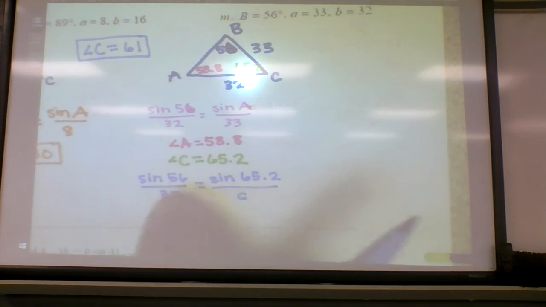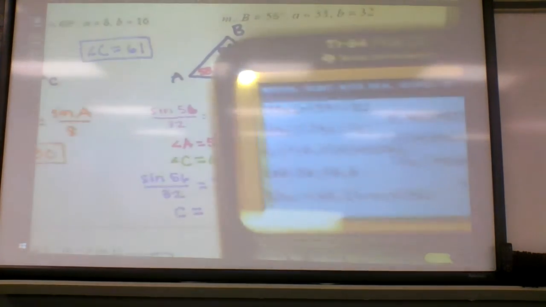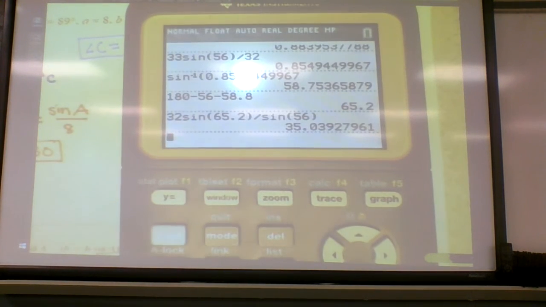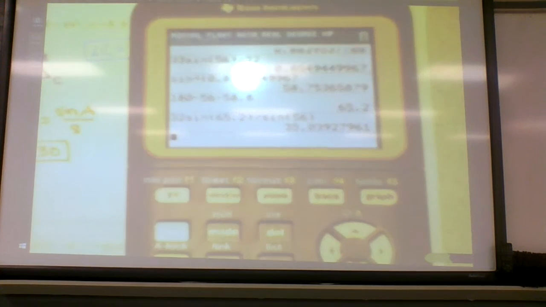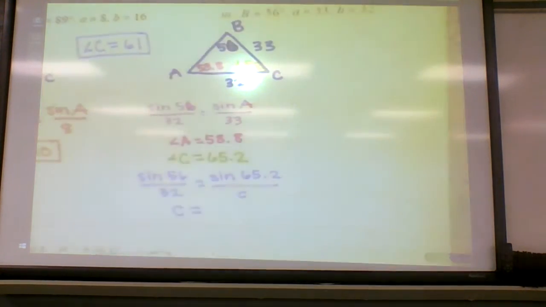So you'll cross multiply, right? 32 times this one, C times that one, so you'll have to divide that over. Side C is 35. Everybody else get 35 on that? So side C is 35.